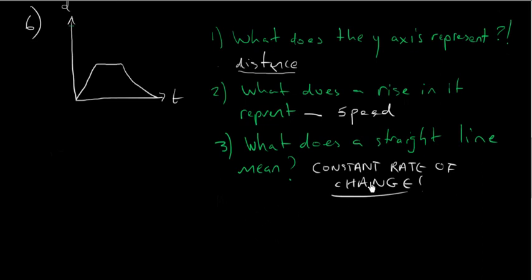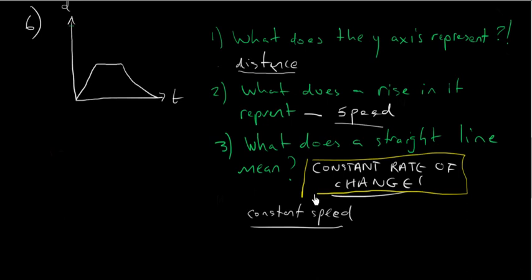Rate of change of distance is how fast the distance is changing in time, and that's another word for speed. So a straight line in a distance time graph means constant speed. Okay, so this up here is universal.